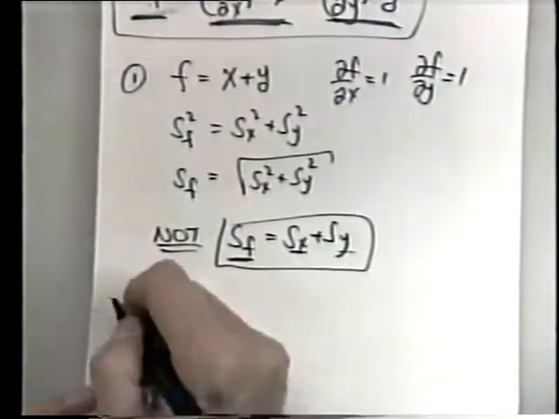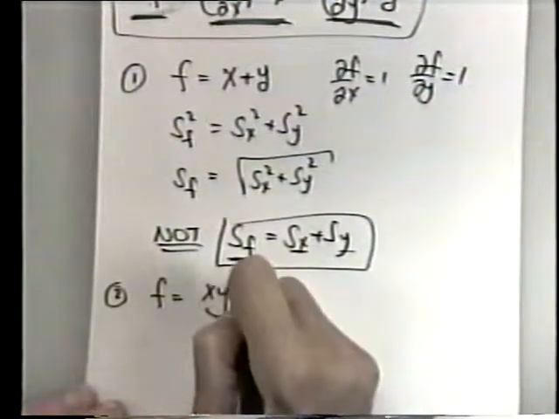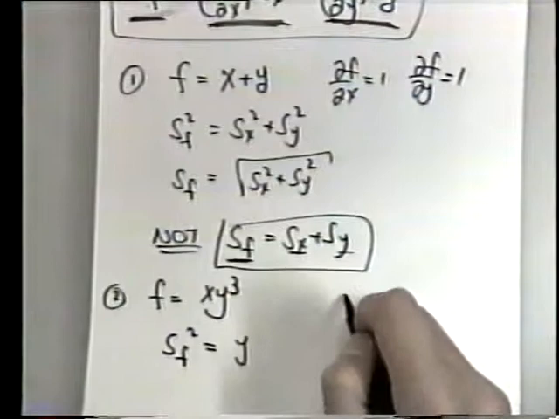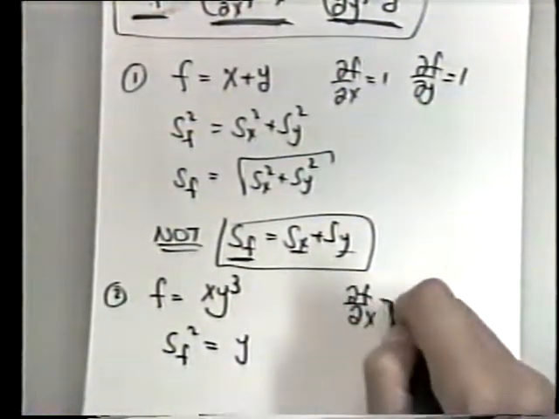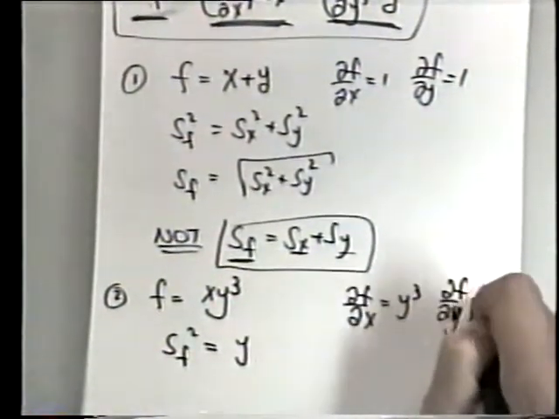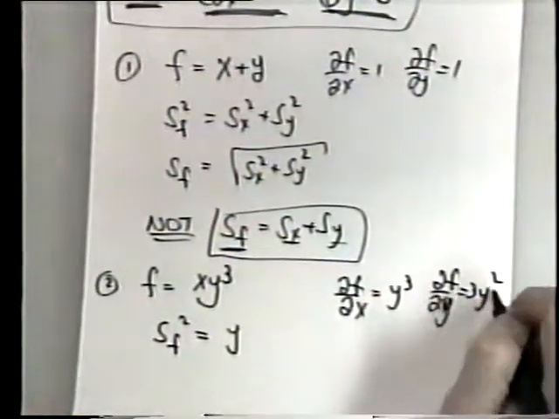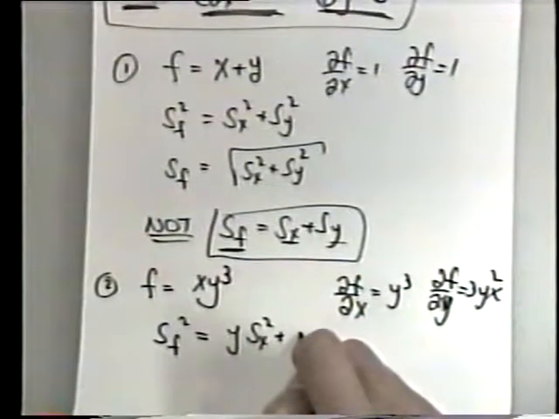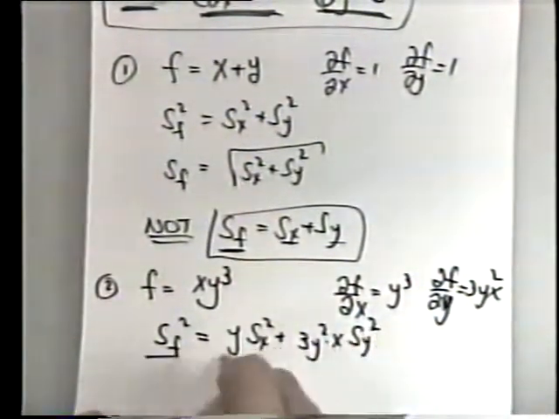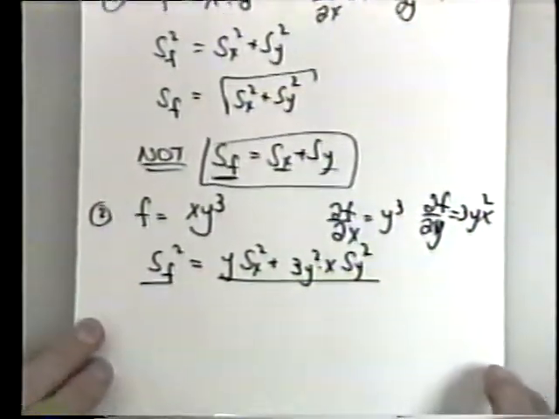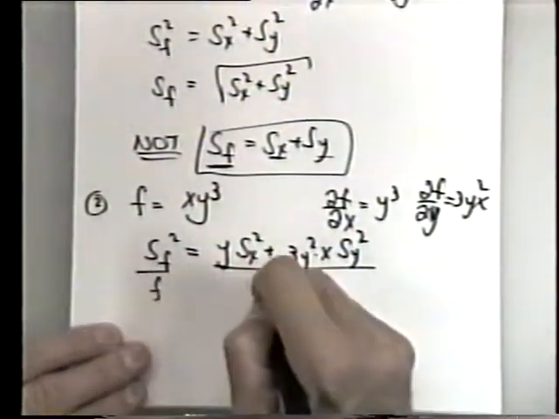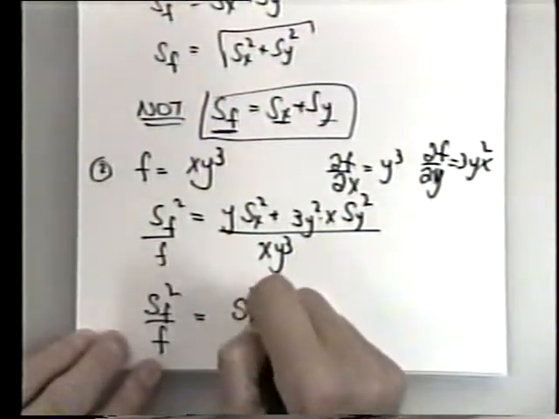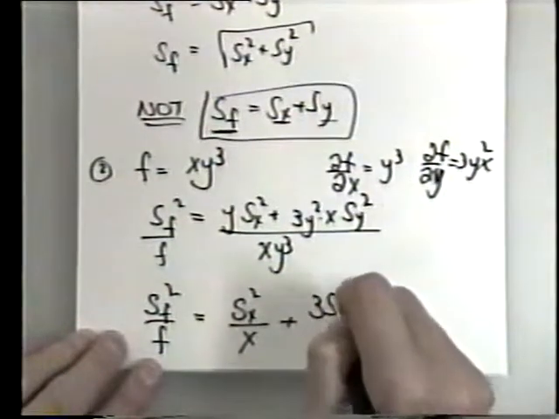And we can also do the same business that we did before if the function f equals x times y cubed. We'll get sf squared equals, in this case, the partial of f with respect to x is y cubed, and the partial of f with respect to y is 3y squared times x. So this is y cubed squared times sx squared plus 3y squared times x squared times sy squared. And again, if we do the trick we did last time to give this more interpretive value, if we divide this by f, x y cubed, then we get the relationship that the fractional change in f squared is equal to the fractional change in x squared plus 3 times the fractional change in y squared.